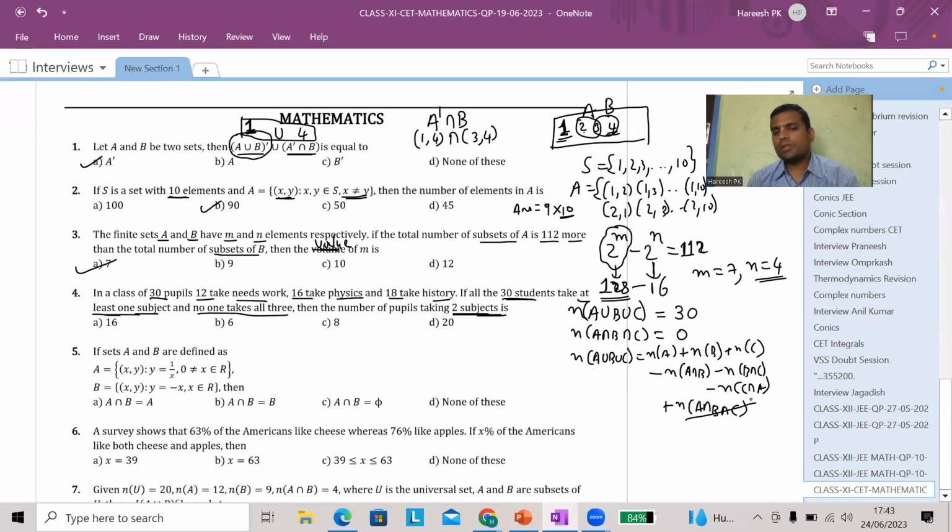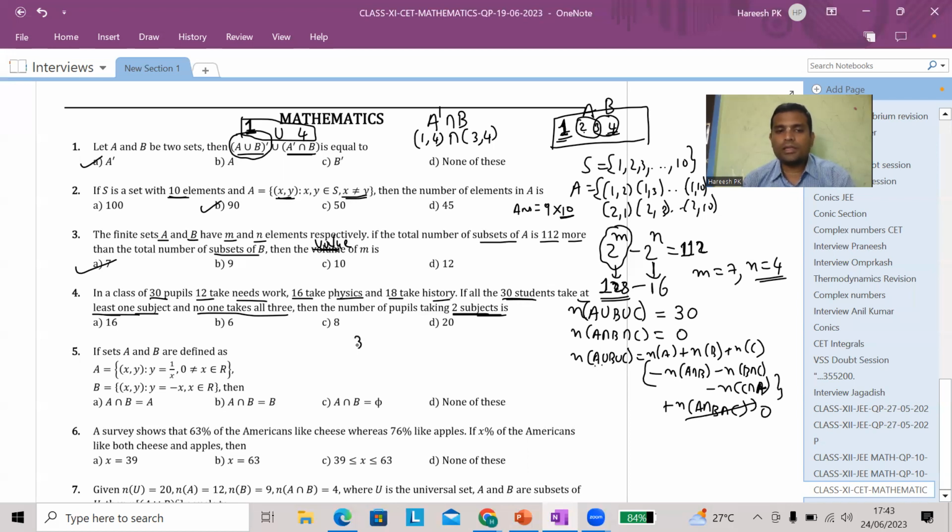Now because this is 0, your goal is to find how many are taking 2 subjects. That is A intersection B plus B intersection C plus C intersection A. That means your goal is to find these 3 terms put together. What is the answer? So you know this is 30.